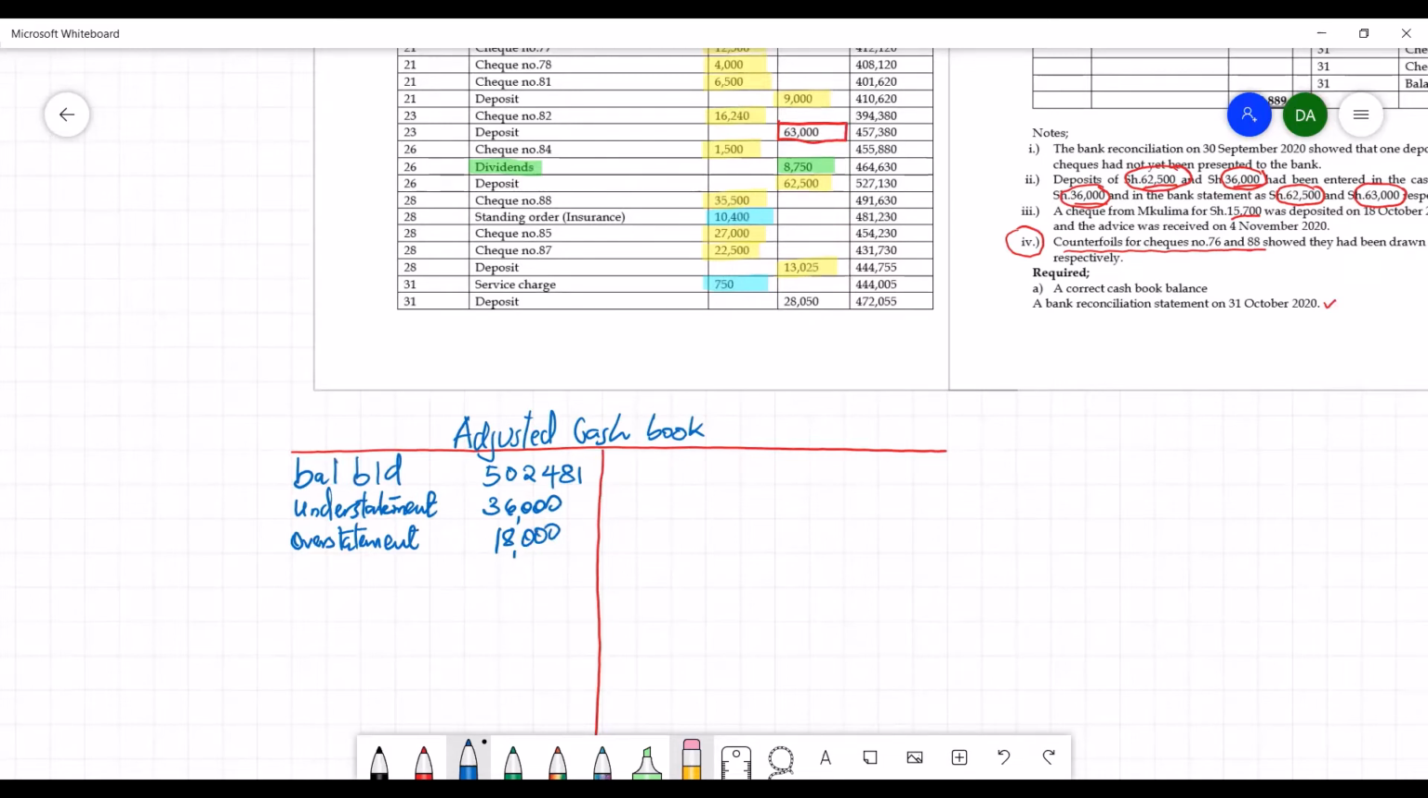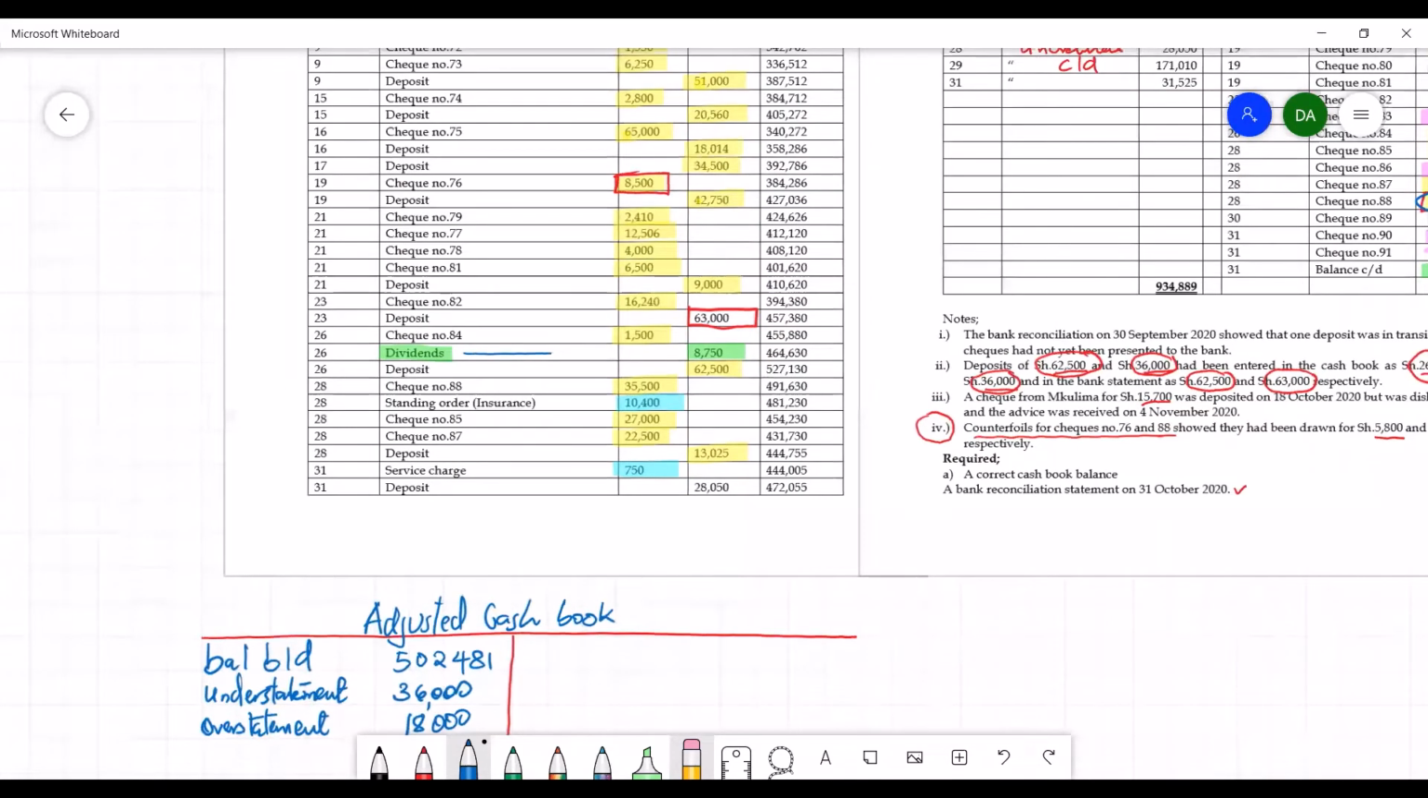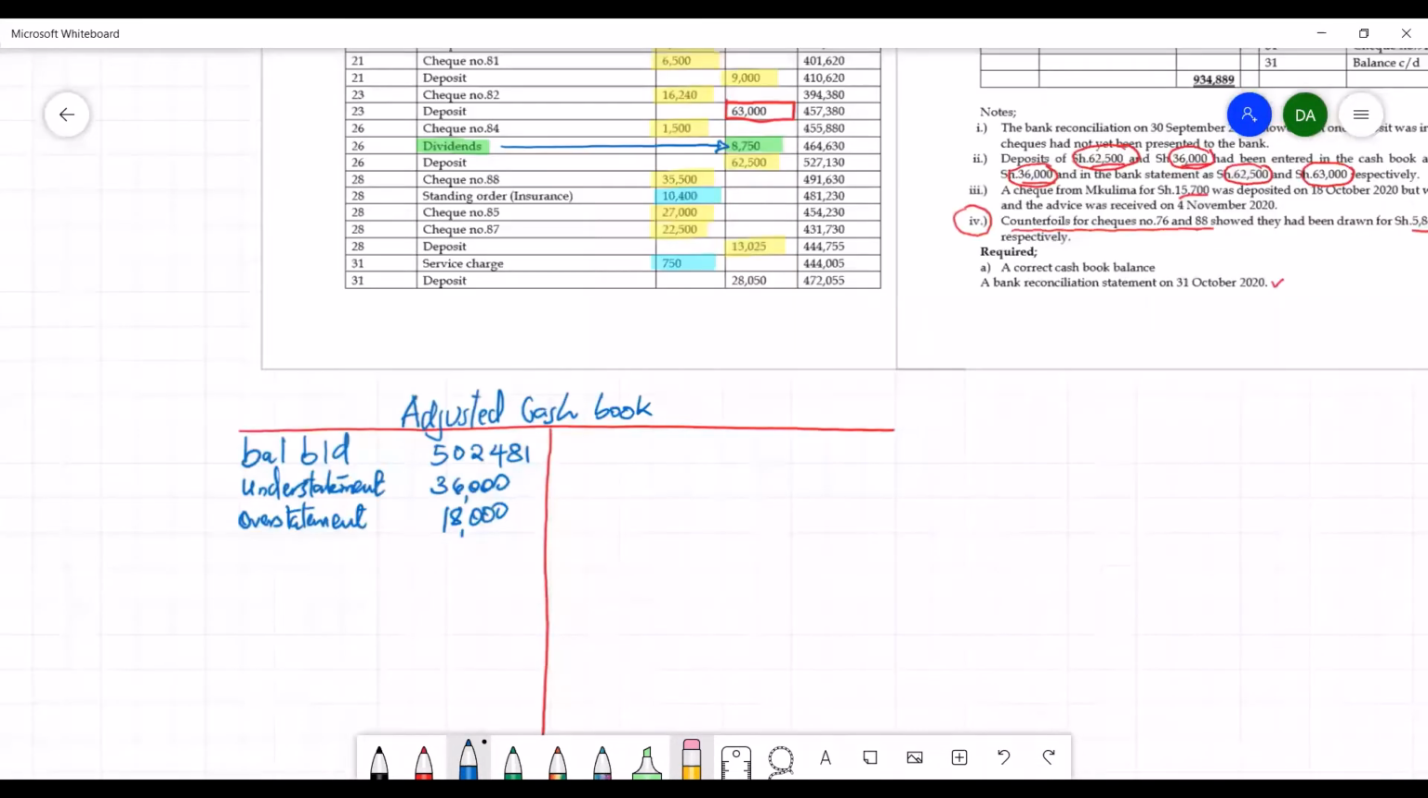The next item we need to record is dividends. We are told that the bank received some dividends on behalf of the business, and this has not been recorded in the cash book. So we enter that dividend in the cash book as a cash receipt, because this side is receipts and this side is payments. So we record that dividend on the receipts side as 8,750. That is about the debit side of the cash book.